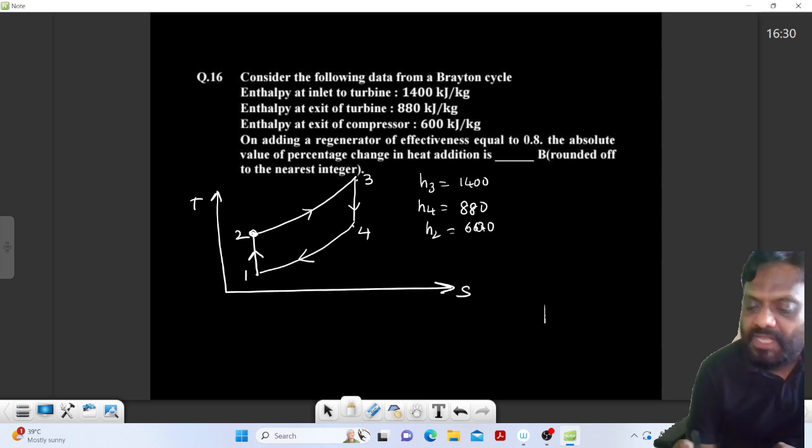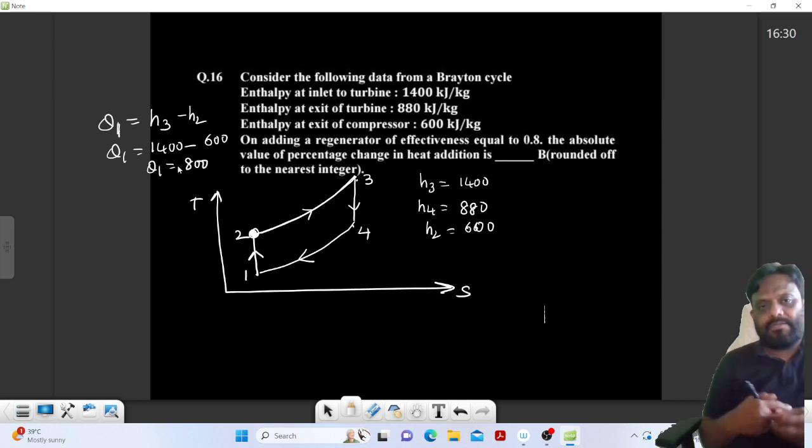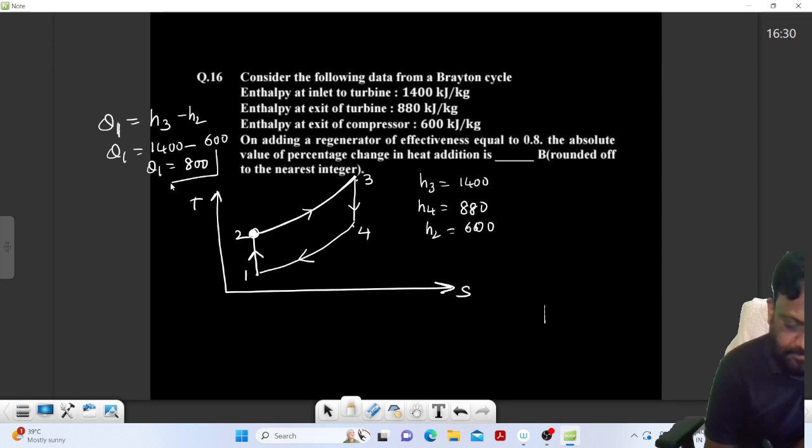What is the original heat supply? I'll write Q1. We are supplying heat from 2 to 3 at constant pressure. So the original heat supply Q1 is H3 minus H2. H3 is 1400 and H2 is 600. So the original heat supply is 800 kJ/kg. Leave it, no problem at all.